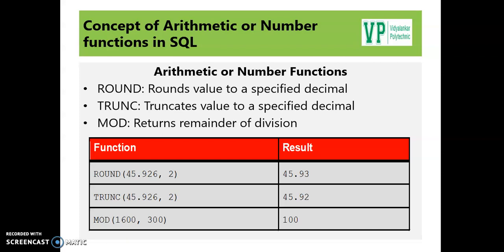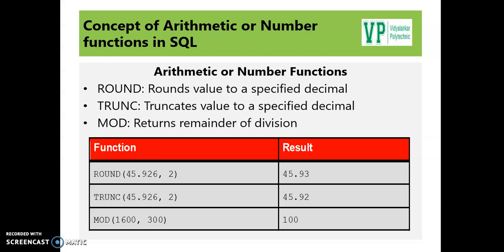The best example is if you go to a shop and the bill is 99.99, the actual amount to be given to the shopkeeper is 100 rupees. So round always increases the value according to the next digit of the specified decimal.